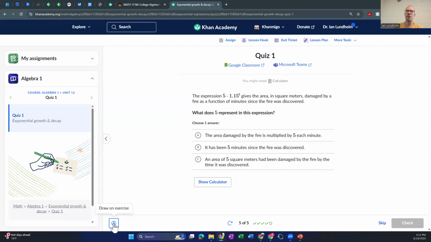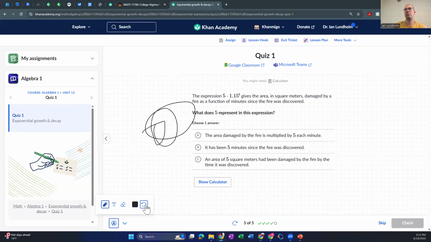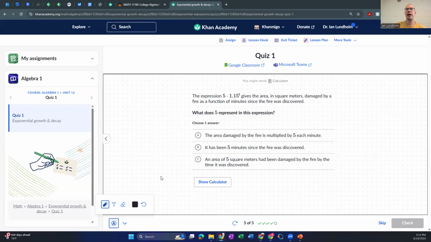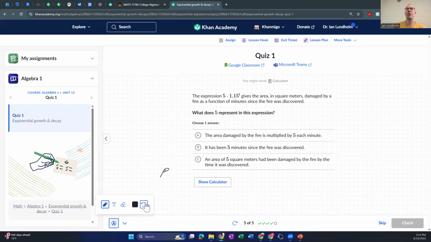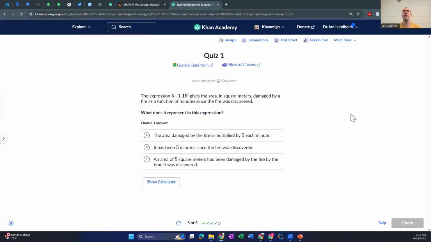Another thing, if you've got a tablet or something and you want to draw on your screen, you can click this and then this becomes editable, which maybe that's fun. It could be useful if we're on Zoom. Not that you have to. It'd mainly work if you've got a stylus. Otherwise, you can just use paper and that's completely fine. Let's see. The expression that gives the area. Okay, what does the 5 represent?